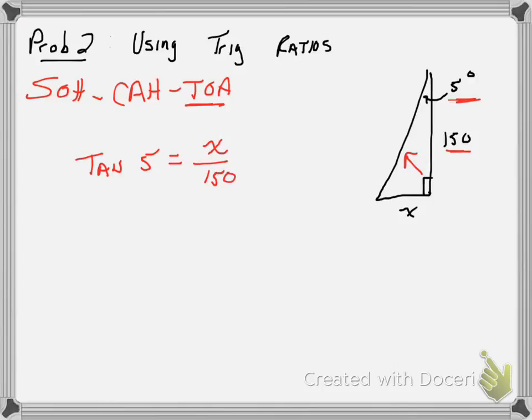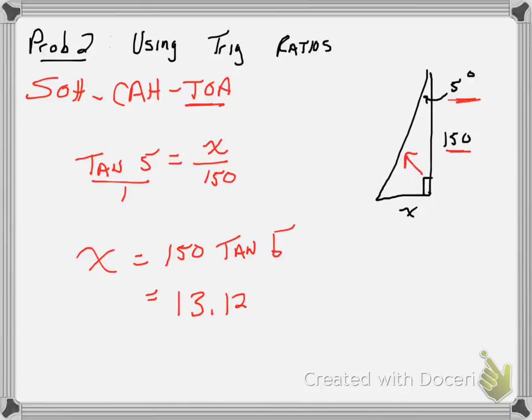How do I do this? Well, you kind of treat it like a proportion thing. You cross multiply. So x times 1 is x equals 150 times tangent of 5. Or you just multiply by 150 because you're dividing by 150. So tangent of 5. Punch that in your calculator, and we'll talk about that tomorrow in class. But 150 times the tangent of 5 is going to give me 13.12 roughly.